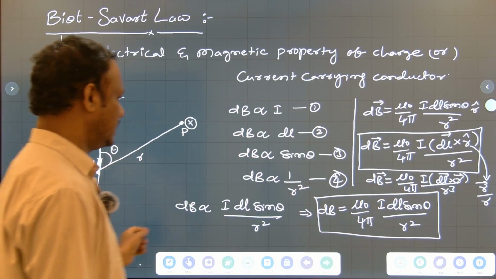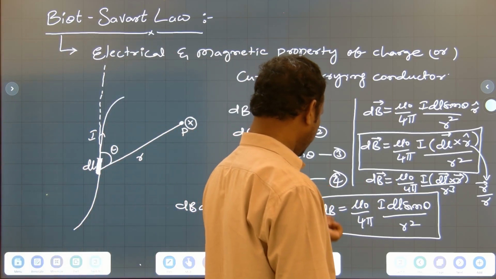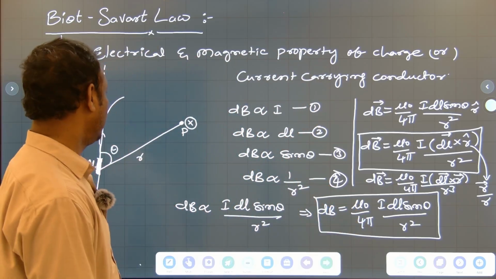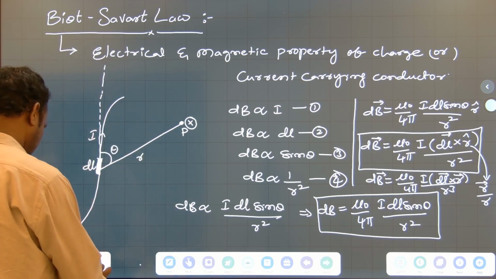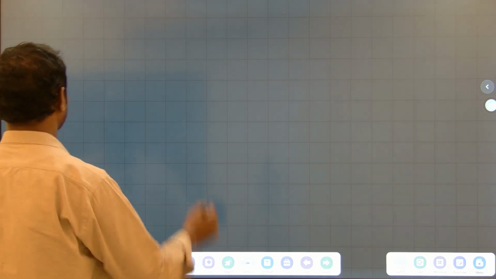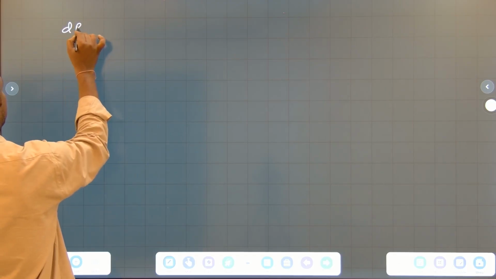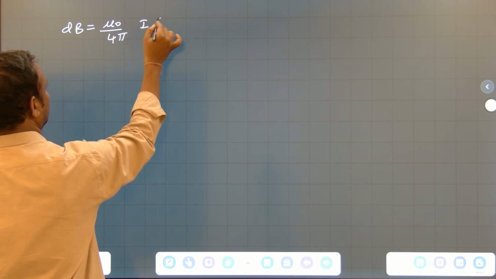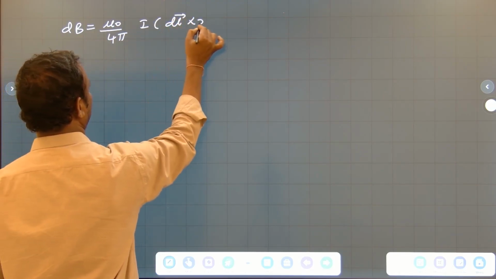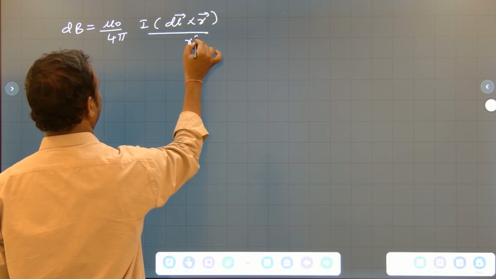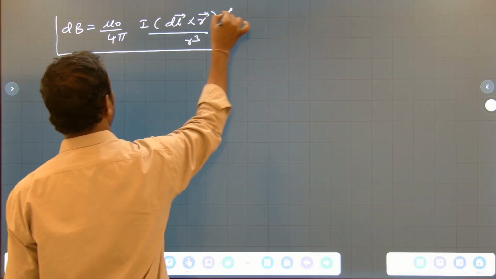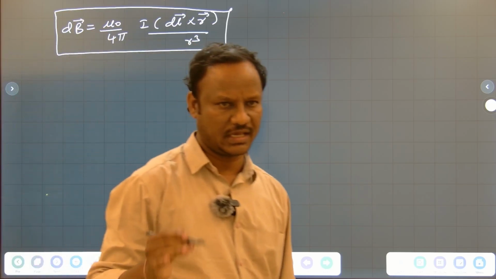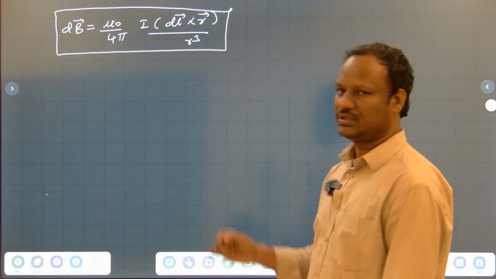Biot-Savart's law is dB equals mu naught by 4 pi, I dl sin theta by r square. Now I'm just changing the form: dB equals mu naught by 4 pi, I into dl vector cross r vector by r cube. This is the vectorial representation of the magnetic field due to a current carrying conductor. So this is one relation.